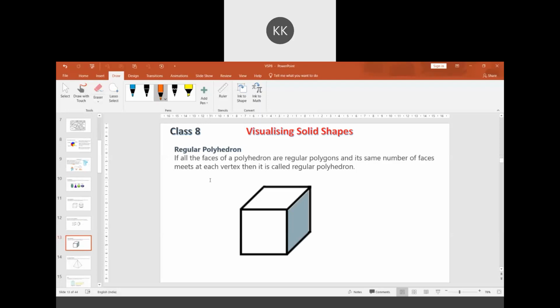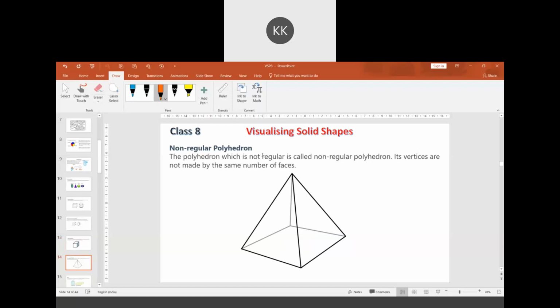Then we have the concept of regular polyhedron. We know the meaning of regular polygon. A regular polygon will be having all its sides equal in length and all the angles equal. Likewise, we have a regular polyhedron. For a regular polyhedron, its faces will be congruent to each other and the angles at the corners are equal to each other.